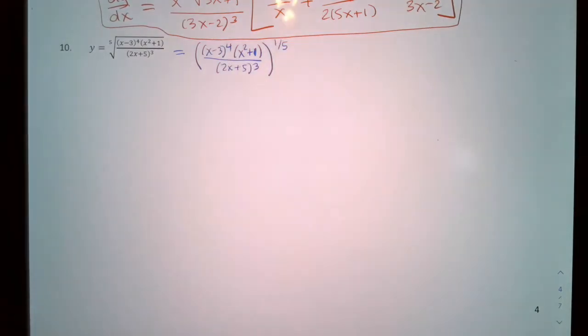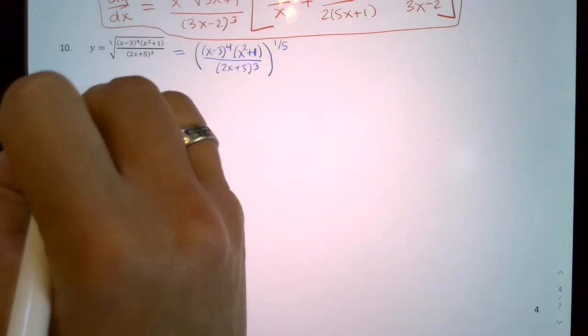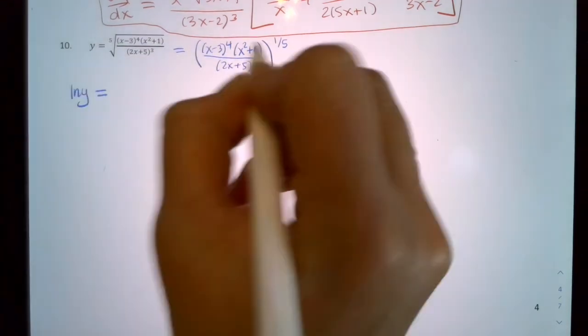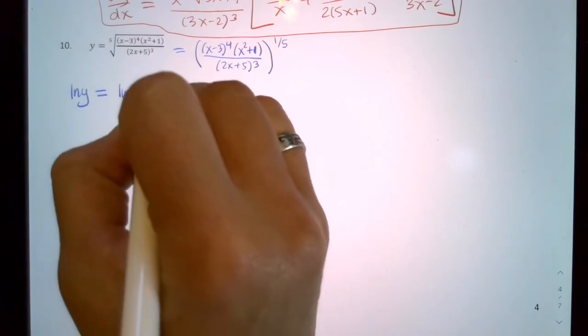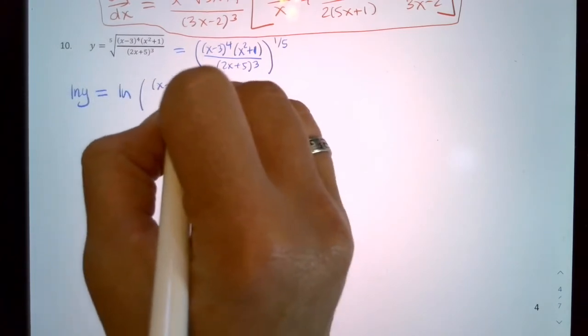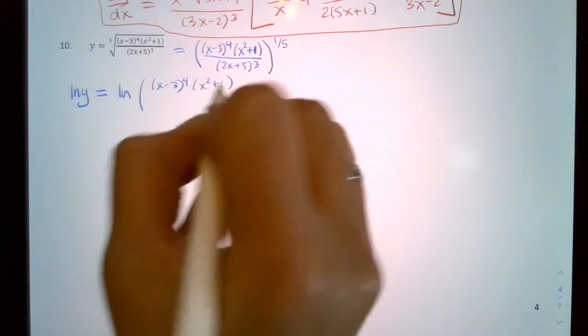That's just being flexible, right? Instead of saying the fifth root of this crazy quotient, let's say it's that crazy quotient to the 1/5 power. That's why. So this is very complicated. What I'm going to use that strategy of, I'm going to take the natural log of both sides. The natural log of y is going to equal the natural log of this crazy expression.